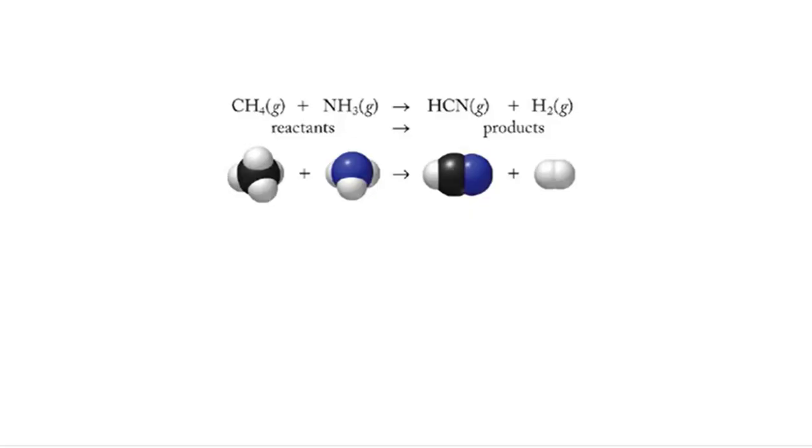Now we're going to look at this example of a reaction here. We have methane gas, so CH4, plus ammonia gas, so these are my reactants, and they combine to create, I'm going to draw a line in between. Wherever there's an arrow, I like to draw a line. I like to separate my reactants from my products. We get HCN gas and hydrogen gas.